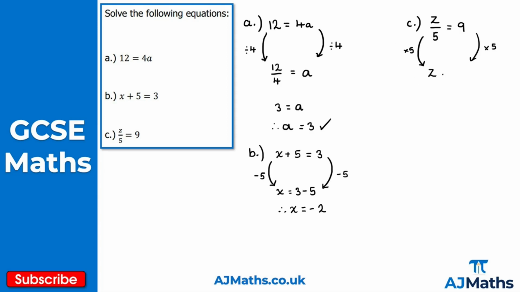We get z on the left hand side, and on the right hand side here, we've got 9. So if we times that by 5, and then evaluate this, 9 times by 5 would give us 45. So z is equal to 45, and there we have it. So that's the solution to A, that's the solution to B, and that's the solution to C.